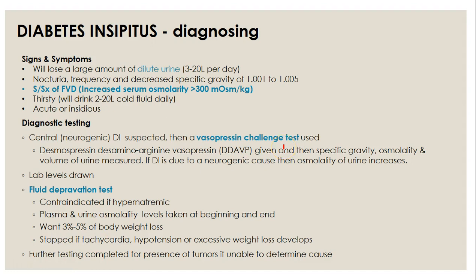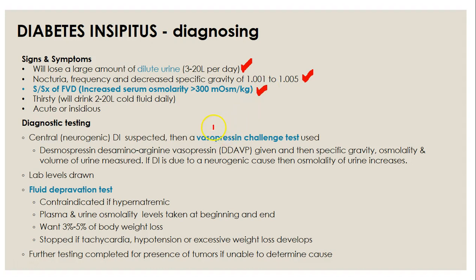Signs and symptoms. If somebody has dilute urine, you're looking at a large amount, between 3 to 20 liters per day. Obviously, sleep is not going to stop somebody, so there is nocturia. You're going to see a decreased specific gravity of 1.001 to 1.005. Obviously, if you're losing a lot of fluid, you're going to have signs and symptoms of fluid volume deficit. One of those being increased serum osmolarity of greater than 300.